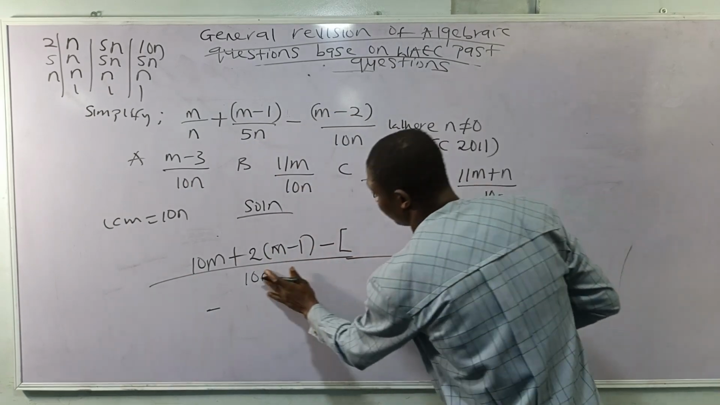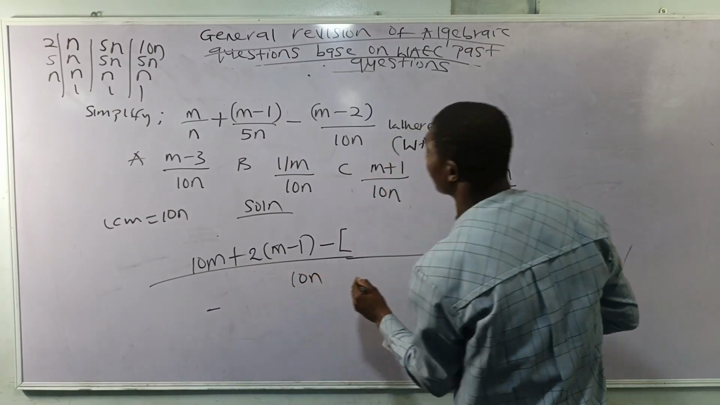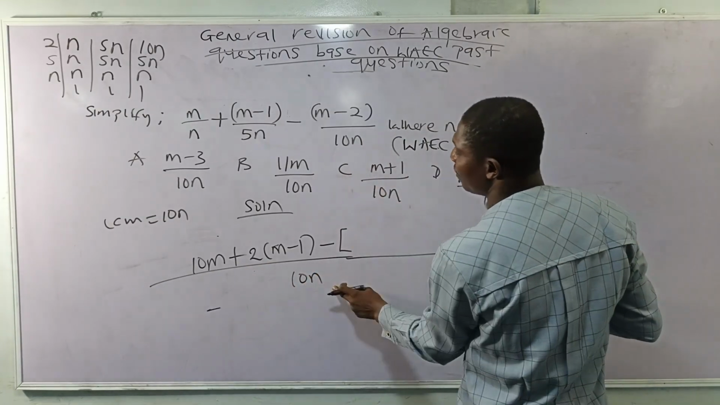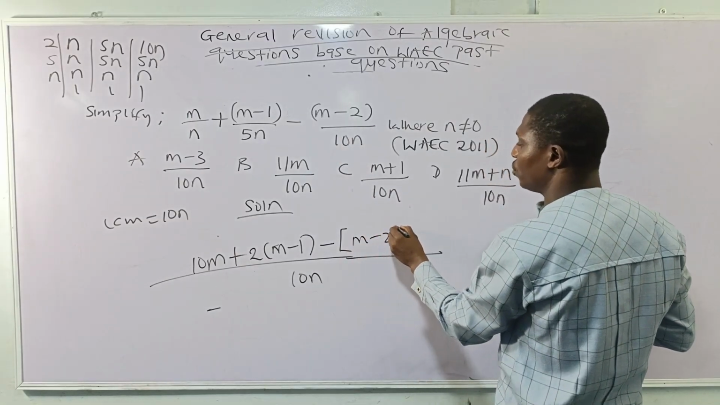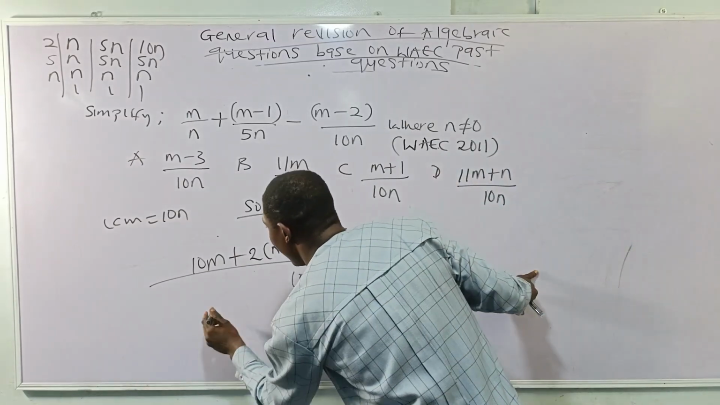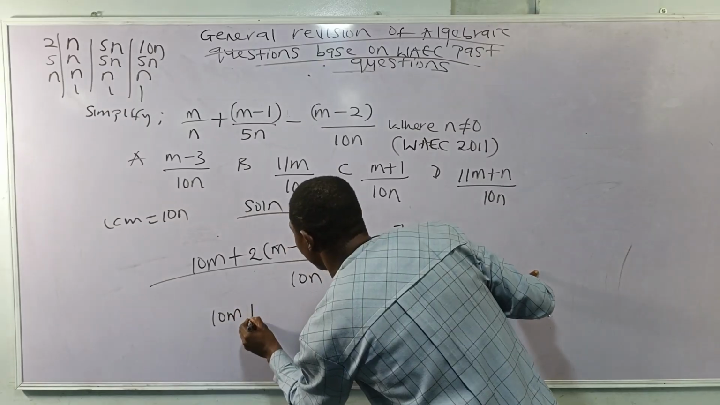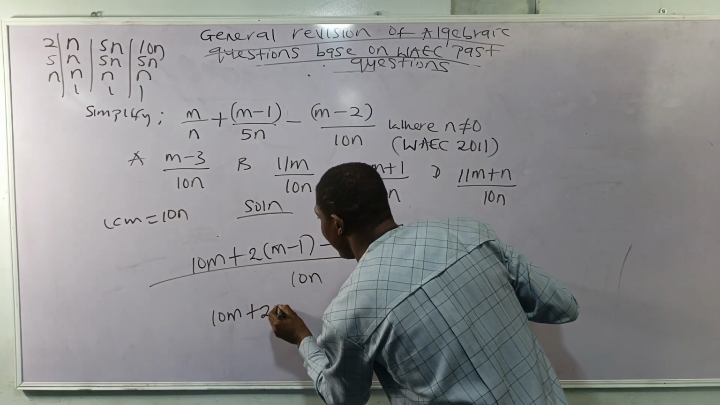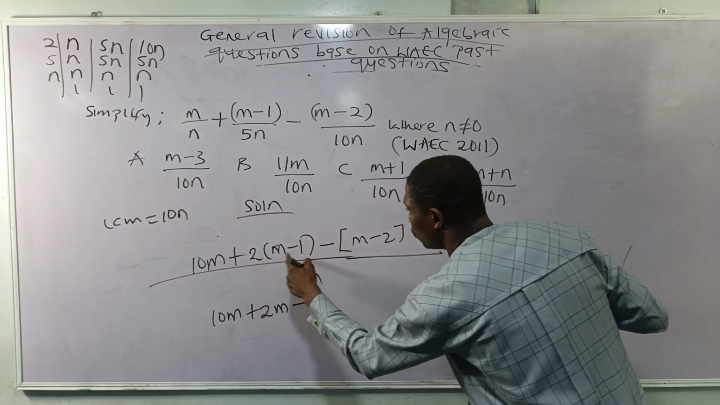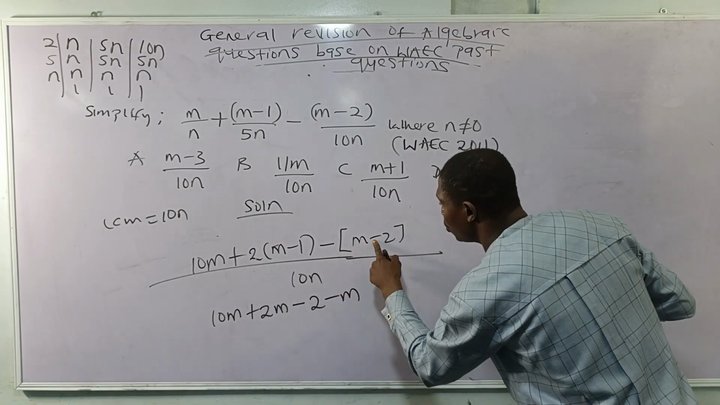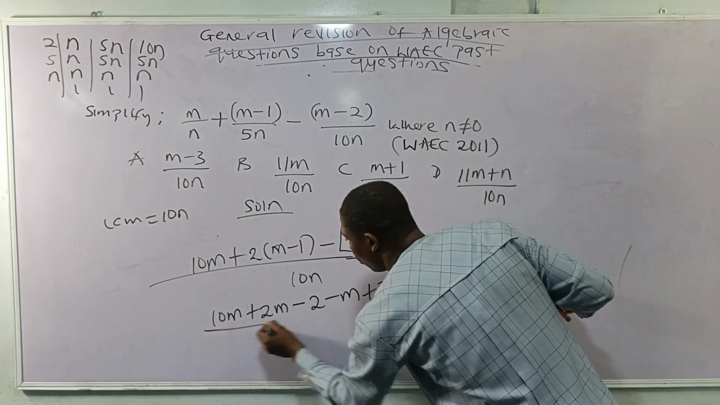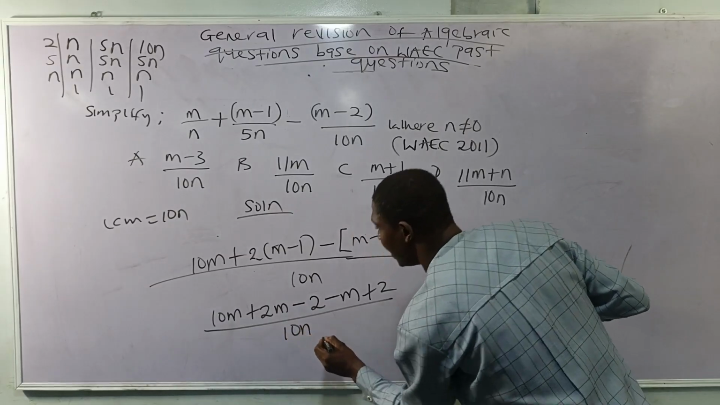Remember, please remember. So 10n divided by 10 will give me 1, and 1 times n minus 2 will give me what? n minus 2. So I'll have 10m plus 2 times m, 2m, plus minus 2 times 1, 2, minus plus 2, all over 10n.